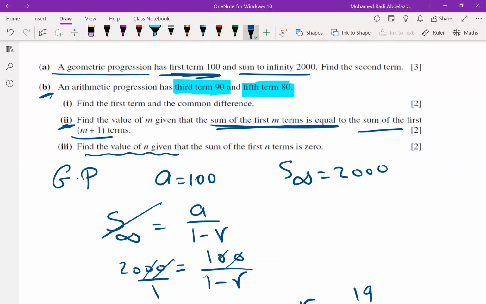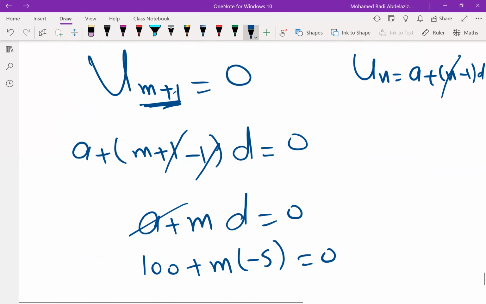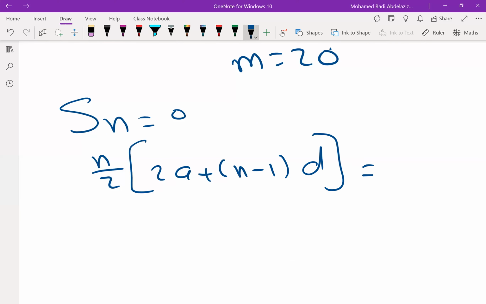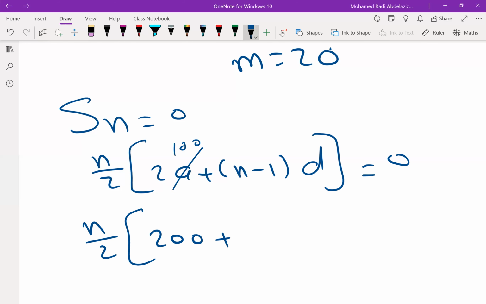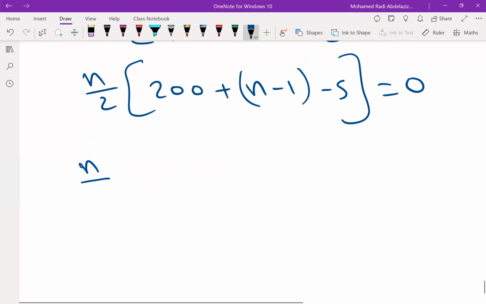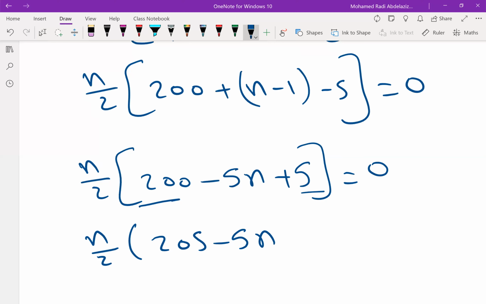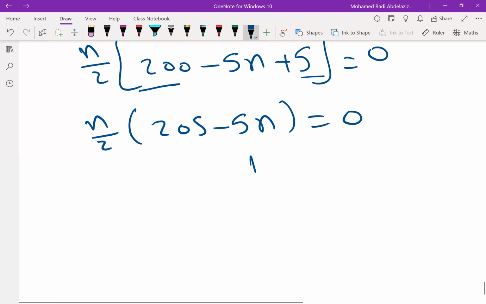Find the value of n given that the sum of the first n terms, Sn, is 0. So n over 2, 2a plus n minus 1 times d is equal to 0. N over 2, a is 100, 2 times 100 is 200, plus n minus 1 times negative 5 is equal to 0. Simplify: n over 2, 200 minus 5n plus 5 is equal to 0, so n over 2, 205 minus 5n is equal to 0. If two factors multiply to 0, then n over 2 is equal to 0.